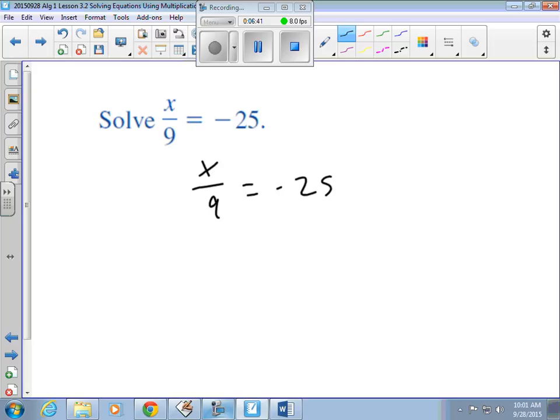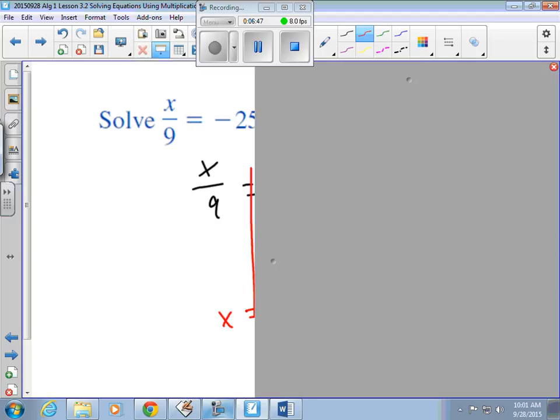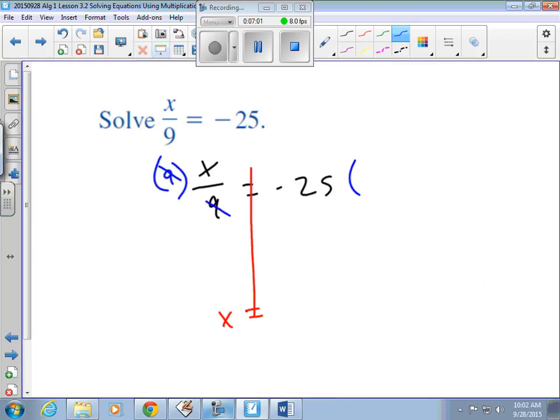Again, we want to get x by itself. That's the goal. We want it to say x equals. It doesn't say that. Right now it says x over 9. You could read that as x divided by 9. We know how to cancel out divide by something. You multiply by what's not x right there, 9. That will cancel it out. Remember, whatever you do to one side, you must do likewise to the other side.